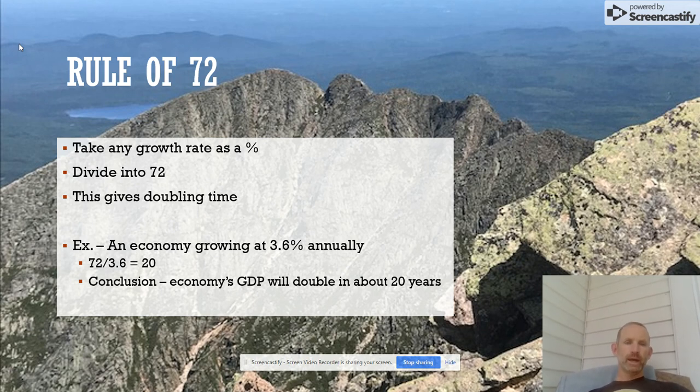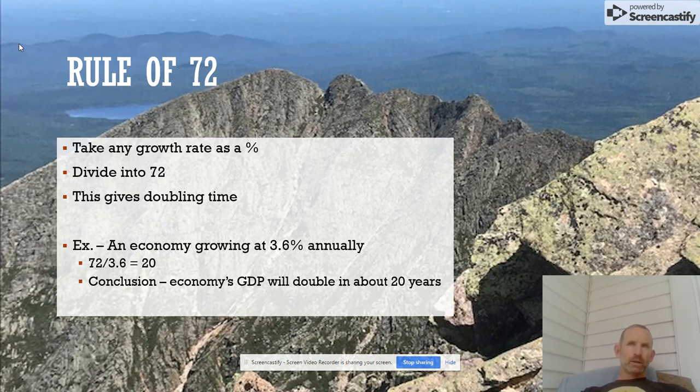The number that you get gives you an estimate of the doubling time. So that's the amount of years or the amount of time that it would take that growing thing to double in size. So just for an example, an economy, say the U.S. economy, if it were growing at 3.6%, that's pretty fast, that's pretty good. If the economy grew at 3.6% annually, 72 divided by 3.6 is 20. That tells you that if our economy kept growing at that level, the economy would double in about 20 years.